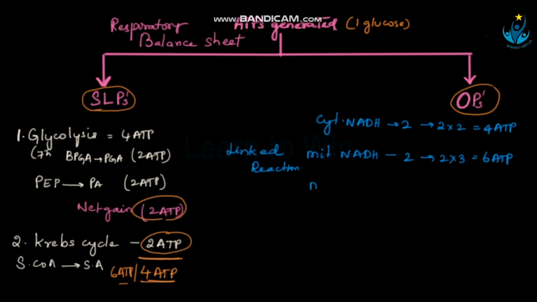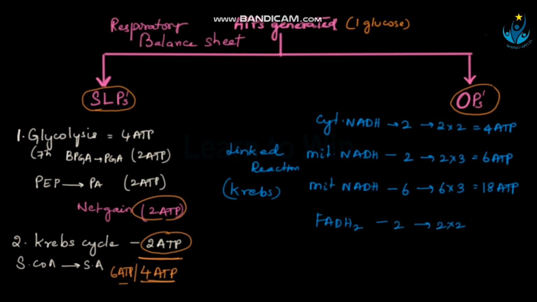The next is mitochondrial NADH coming from the Krebs cycle. There will be 6, each worth 3. So 6 into 3, that is 18 ATP. And you have the FADH2 molecules. There are 2 molecules, each worth 2. Please go back to the electron transport of FADH2 to understand how these numbers of ATPs have been generated. So 2 into 2, 4 ATP.